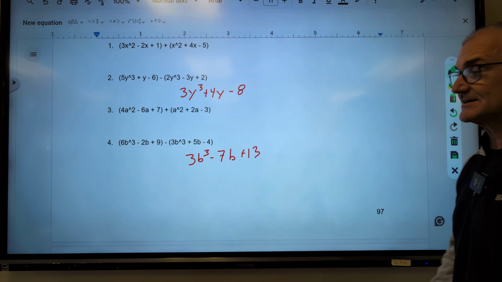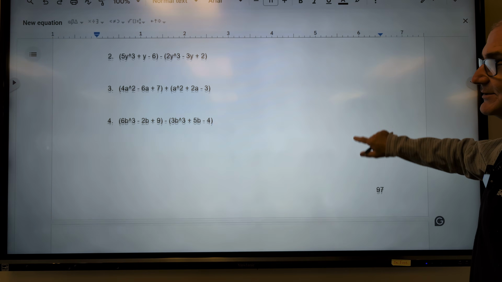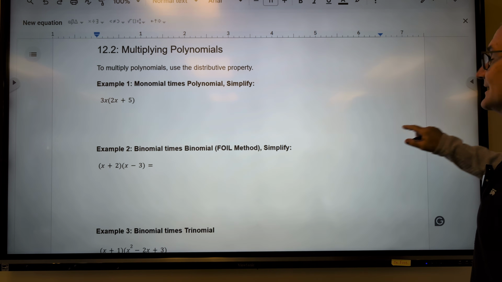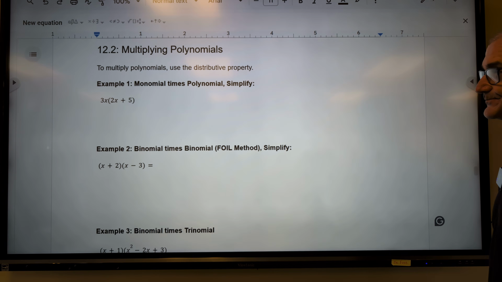Hopefully you got those same answers as me. If not, probably do a few more practice problems before we move on to multiplying polynomials.